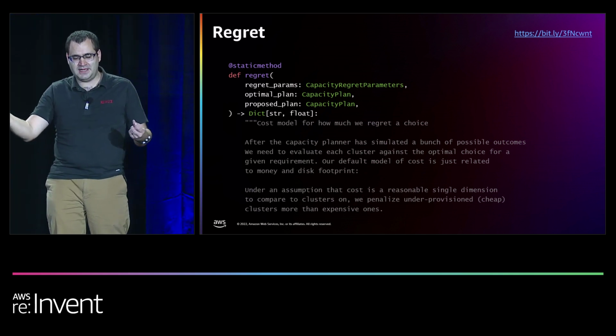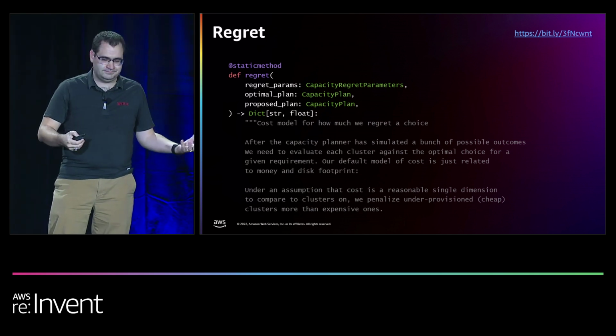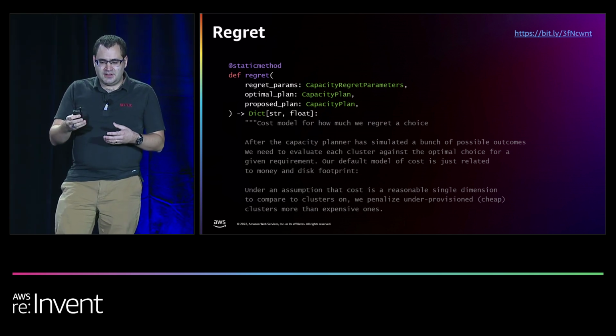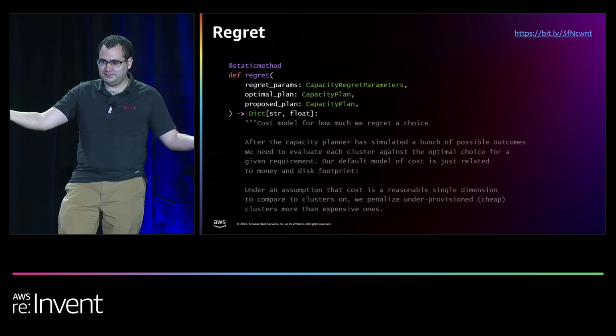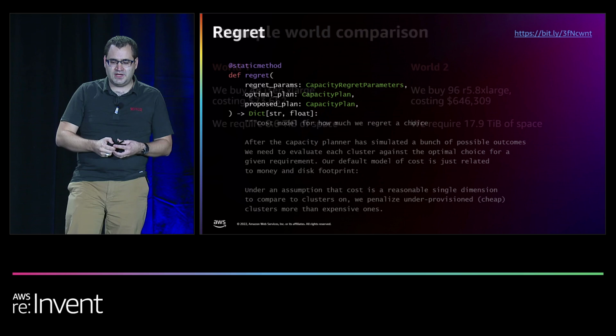The proposed plan is the one that we bought, and optimal is the one that we should have bought. And then the cost model is how much do we regret this choice? We should have bought this computer, and we actually bought this computer. How much do we regret that? So let's work an example.